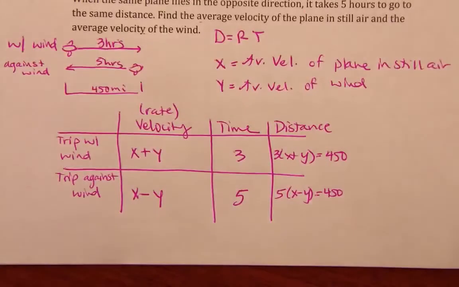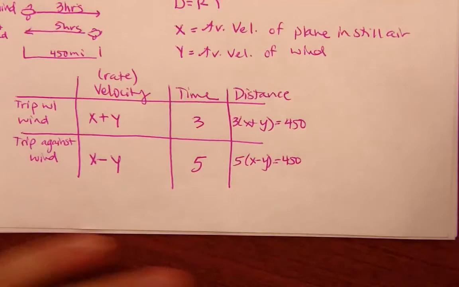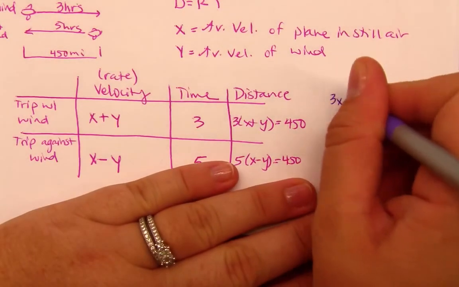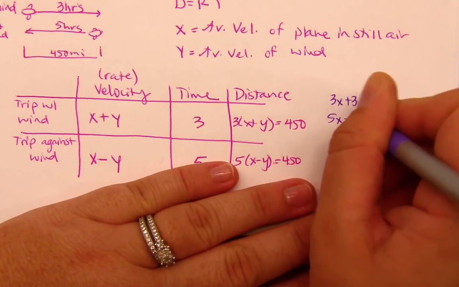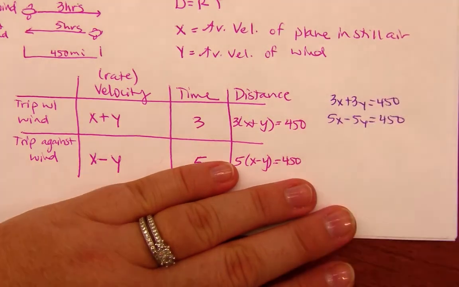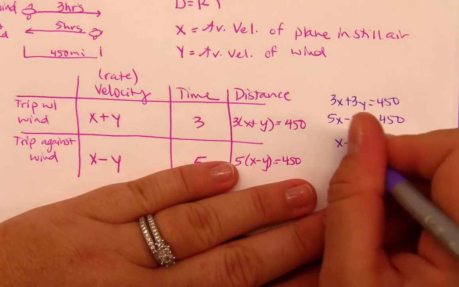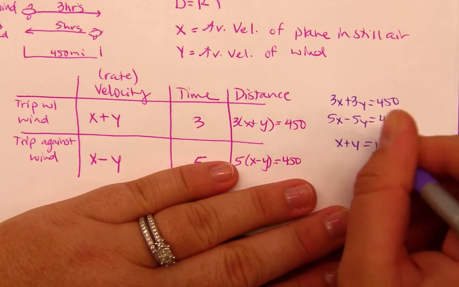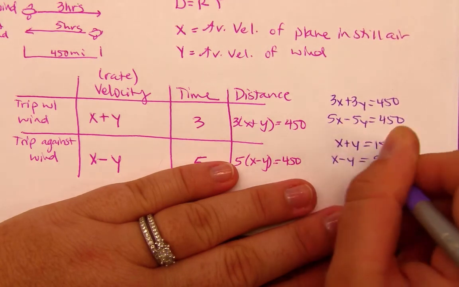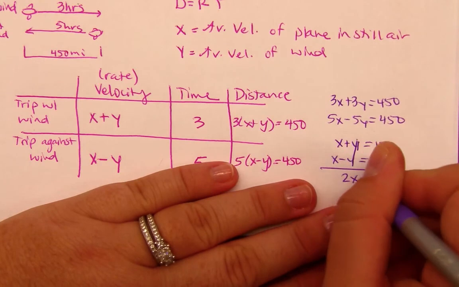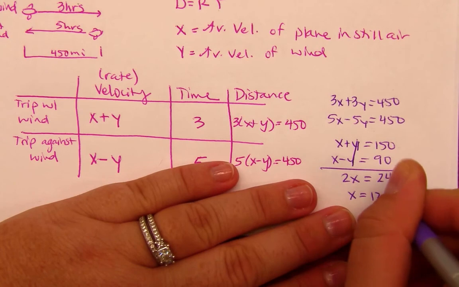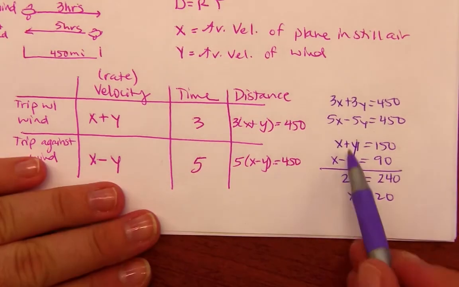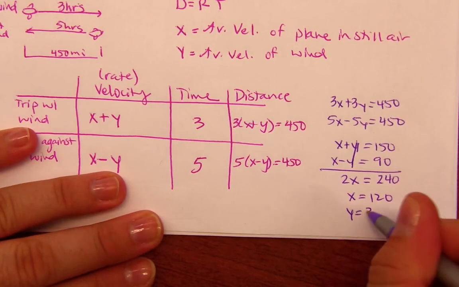I'm starting to run out of room here, so I'm going to move it over here. And we have 3x plus 3y equals 450. 5x minus 5y equals 450. I can divide this equation by 3 and divide this one by 5, and I'll have x plus y equals 150. x minus y equals 90. The y's can cancel. x is equal to 120. And we know that x plus y equals 150, so y has to equal 30.